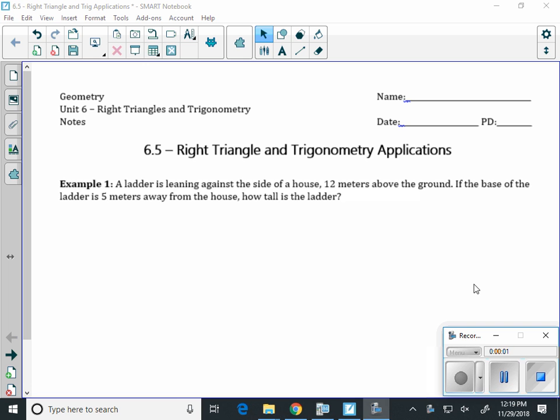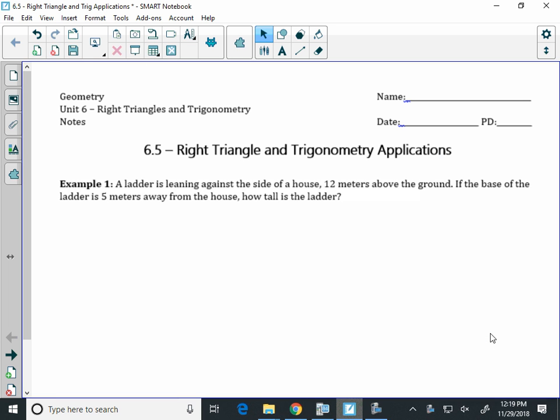If we take a look at this first example, it says a ladder is leaning against the side of a house 12 meters above the ground. If the base of the ladder is 5 meters away from the house, how tall is the ladder? What's going to be really helpful for us? What we don't have that would be really nice to have is a diagram, a picture.